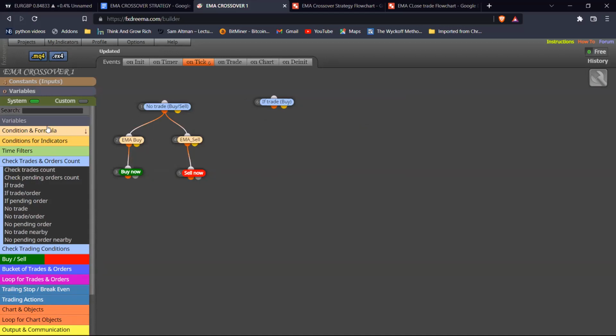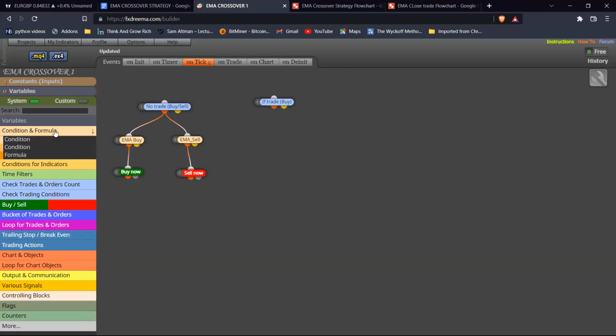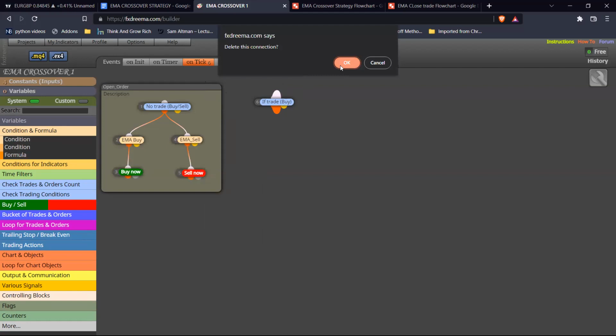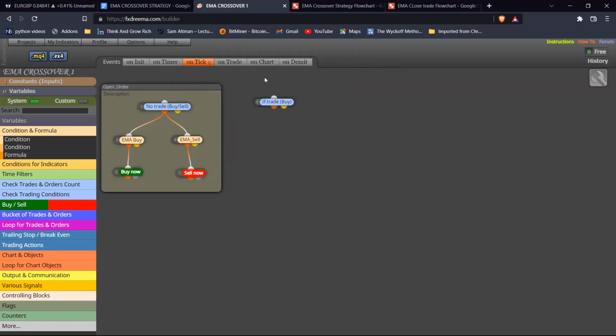If it's a buy, what do we want to do? If it is a buy, that means there is an open trade. So I'm just going to highlight this area like this. We're going to create an area for it. Let's just create this, and let's rename this open order. And then this one here, we're checking for if buy.